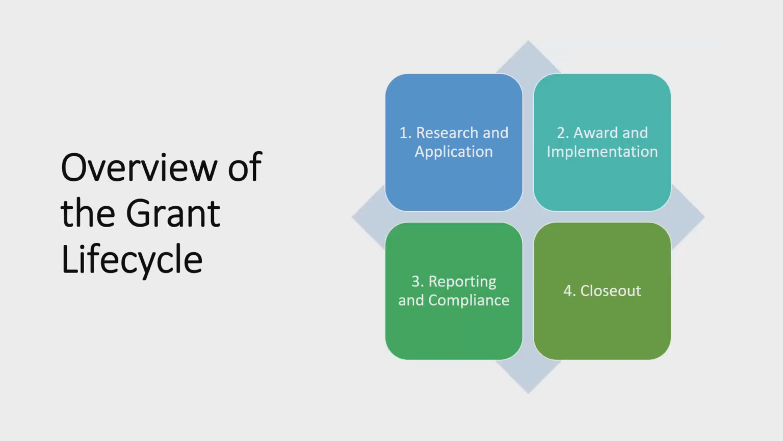The grant lifecycle includes 4 key stages. First is research and application, where you identify opportunities and submit proposals. Next is award and implementation, when funding is received and project activities begin. Then comes reporting and compliance, ensuring the grant is used properly and aligns with funder expectations. Finally, closeout wraps up the grant with final reports and documentation. Understanding each phase helps ensure successful grant performance and long-term funding relationships.